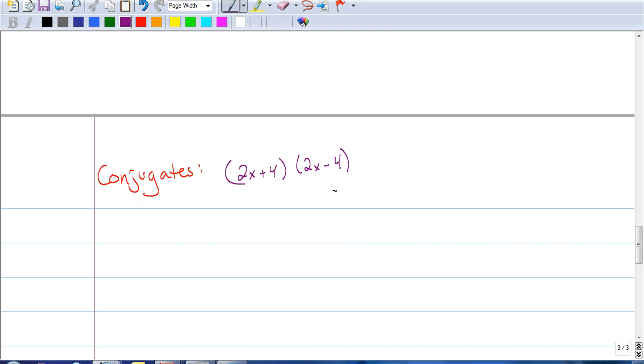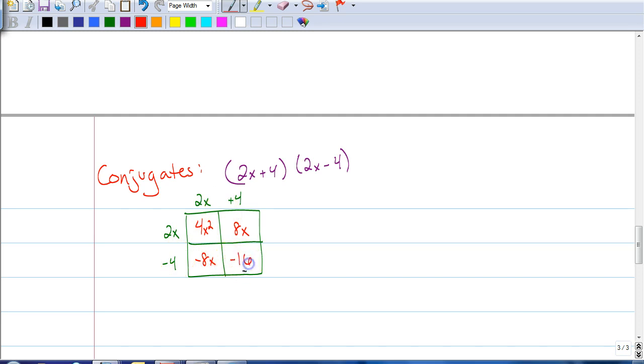Now typically when I multiply two binomials, think about how many terms we end up getting. We usually end up getting 3 terms, a first term, a middle term, and a last term. But watch what happens when I multiply a binomial times its conjugate. So when I multiply these together, 2x times 2x is 4x squared. 2x times 4 is 8x. Negative 4 times 2x is negative 8x. And negative 4 times 4 is negative 16.